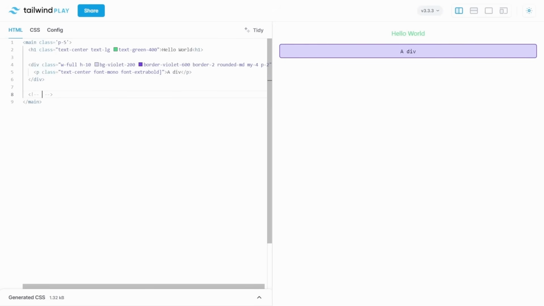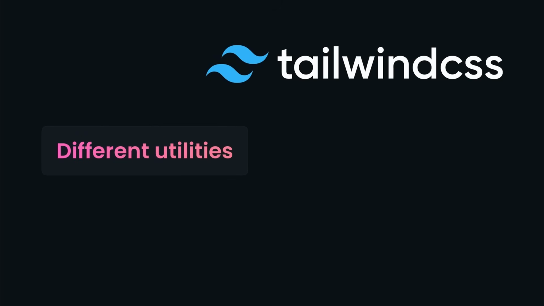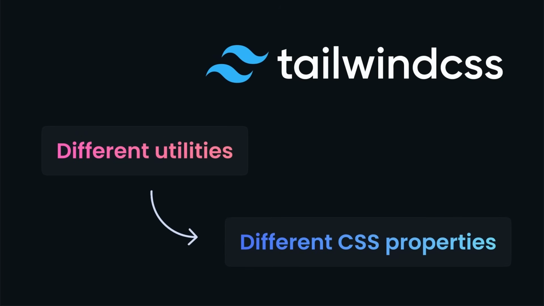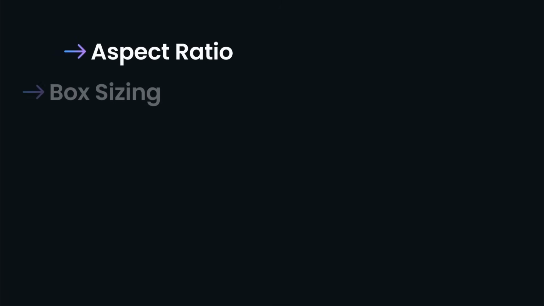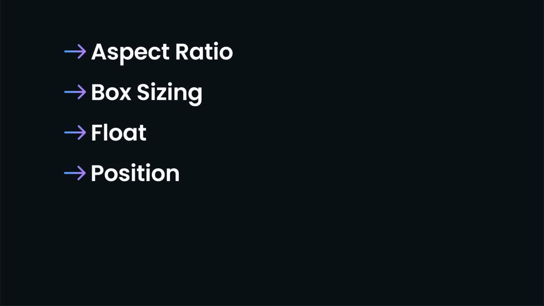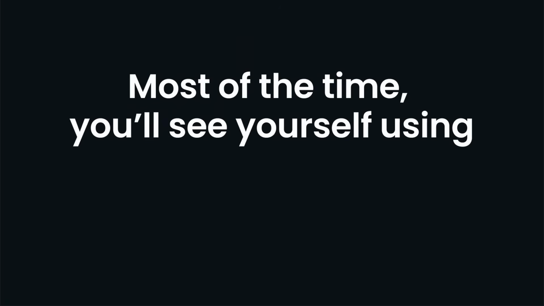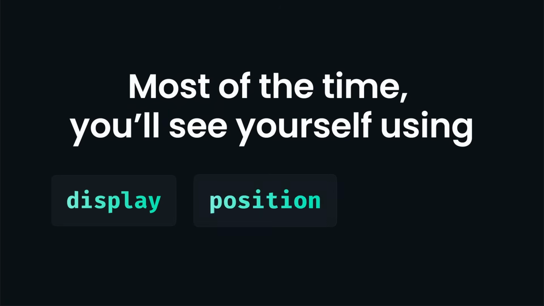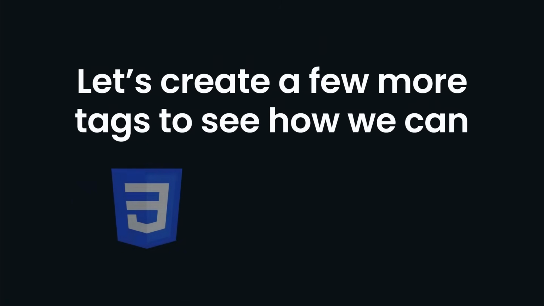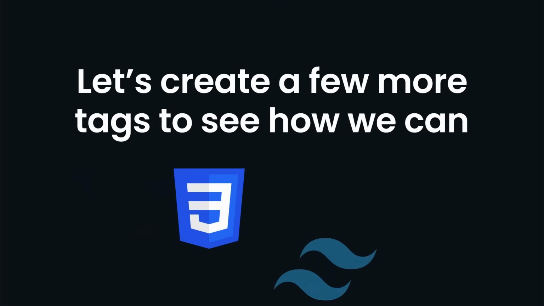So now let's discuss layout. When we're talking about layout, what we're really talking about is the arrangement and positioning of elements on the website. Tailwind provides different utilities to support different CSS properties like aspect ratio, box sizing, float, position, overflow, z-index, and more. But most of the times, you'll just see yourself using display, position, and sometimes overflow. Now, let's create a few more tags to see how we can manage these properties using Tailwind.